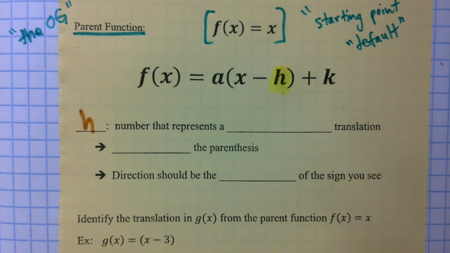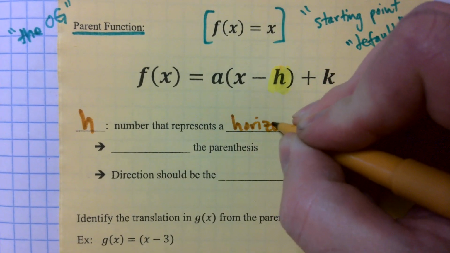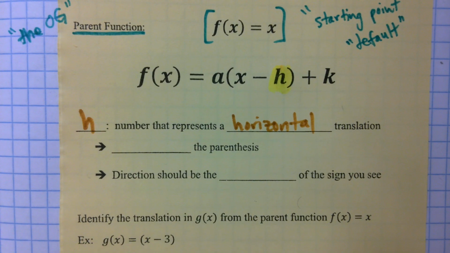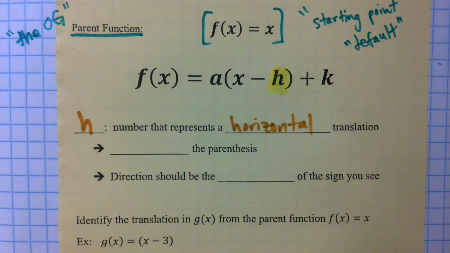H is a number that represents a horizontal, isn't that convenient? Horizontal translation. If I take my notebook and I'm going to translate it horizontally, what direction am I going to slide this guy? Left and right. Horizontal translation, right?